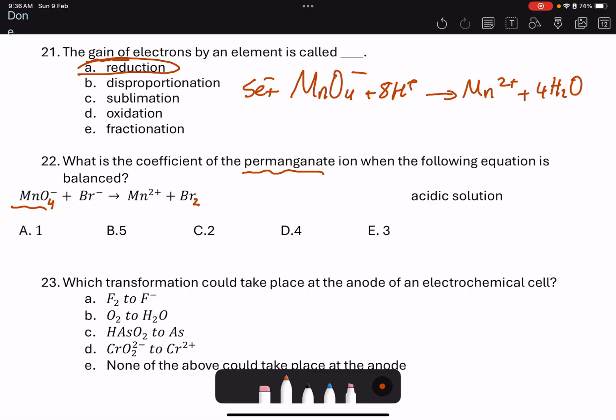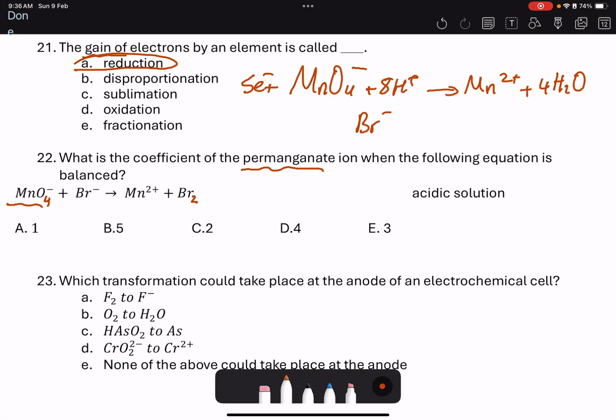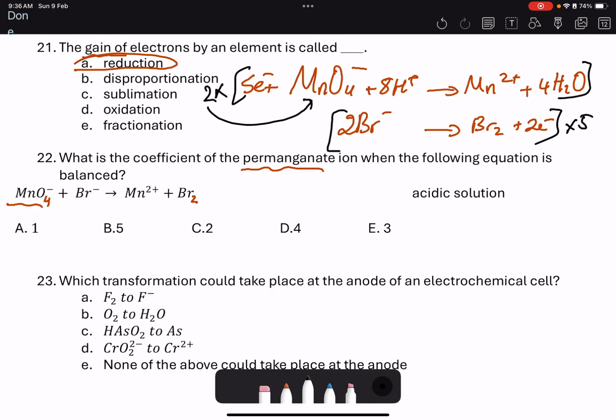Okay. And there's Br minus going to Br2. Since I have 2 Br, so I need to multiply this by 2 and add 2 electrons over here. In order to balance these two equations, I'm going to multiply this by 5 and I'm going to multiply this by 2. So obviously I am going to multiply this by 2.